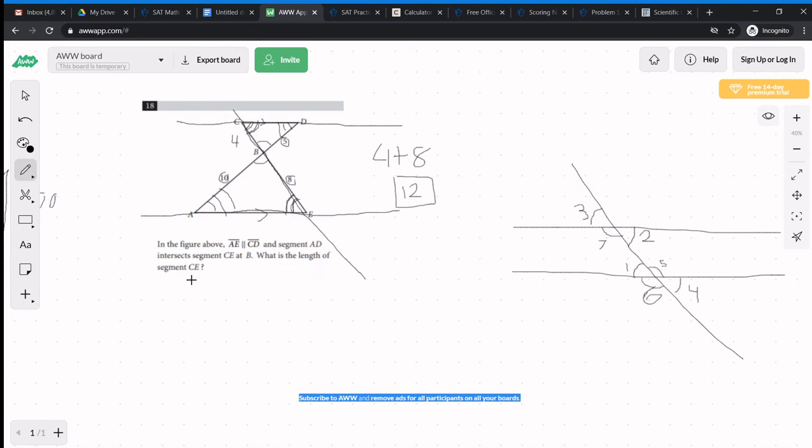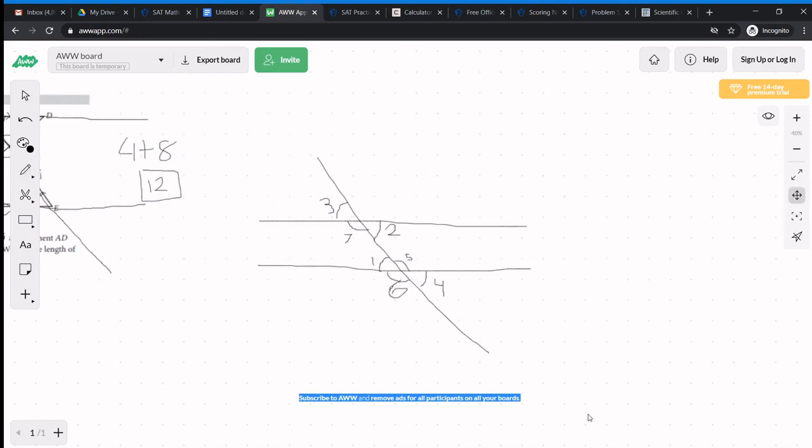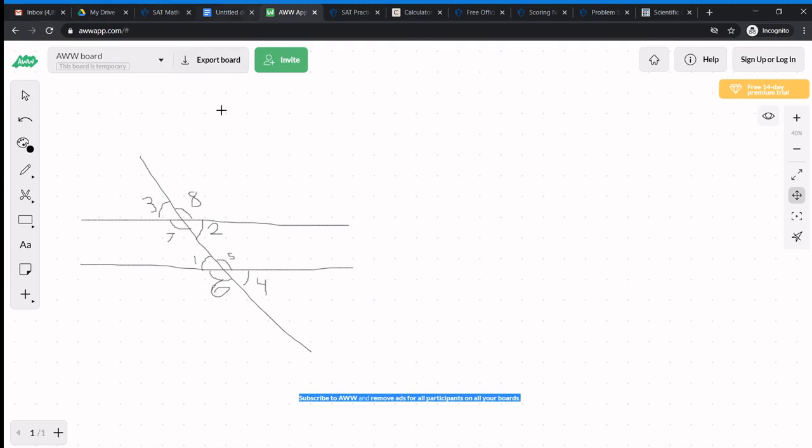What is the length of segment CE? Yeah, we got 12. Okay. So this is pretty important that you should know. And once you get this 7th angle, you also know that this 8th angle is also going to be congruent to the 7th one. So it's also going to be supplementary to angle 1.